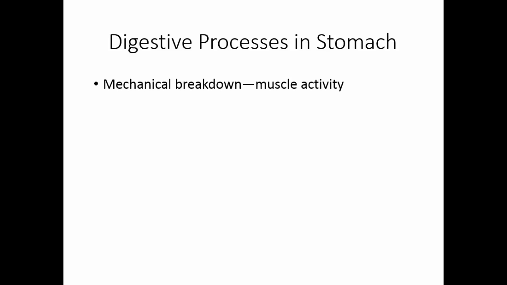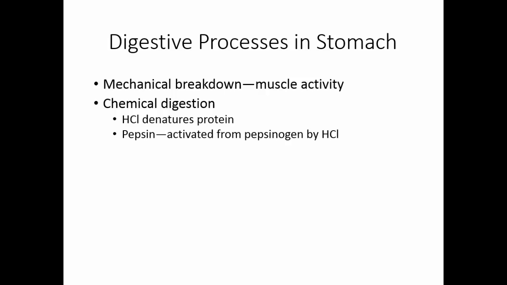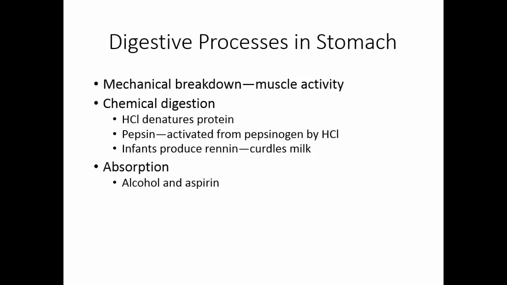Mechanical breakdown occurs in the stomach because of the muscle activity of the 3 layers of muscle in the stomach. Chemical digestion also occurs in the stomach. Hydrochloric acid will denature protein, and pepsinogen will be activated to pepsin by the hydrochloric acid in the stomach. Pepsin will begin the breakdown of proteins. Infants also produce an enzyme called renin. Renin will curdle milk. Limited absorption occurs in the stomach, only alcohol and aspirin.